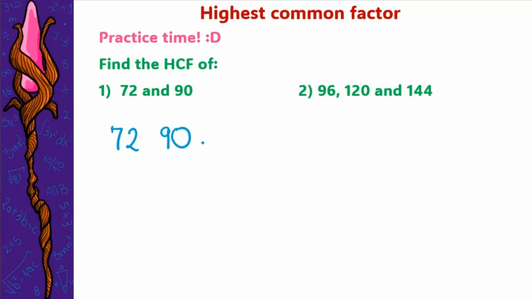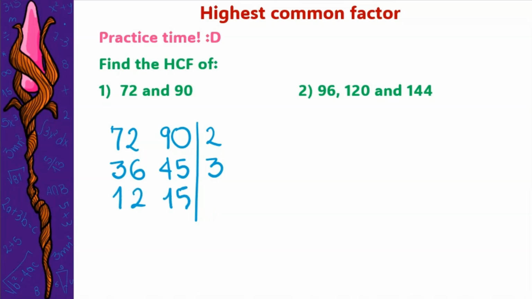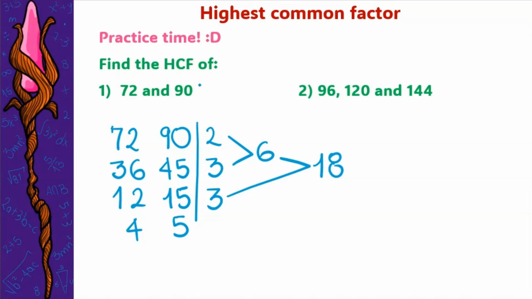So 72 and 90. We can take a half: 36, 45. We can divide by 3: 12, 15. Again by 3: 4 and 5. And then we finish. There's no other prime in common. 2 times 3 is 6, and 3 times 6 is 18. So here the highest common factor is 18.